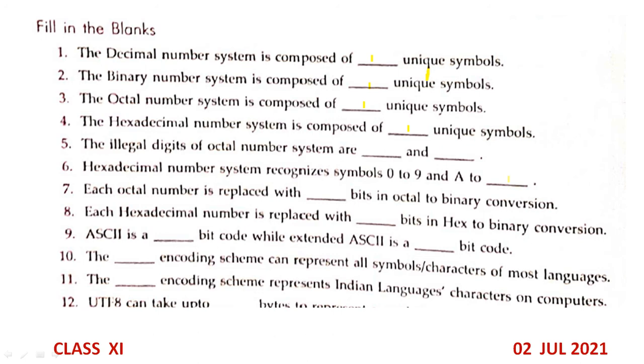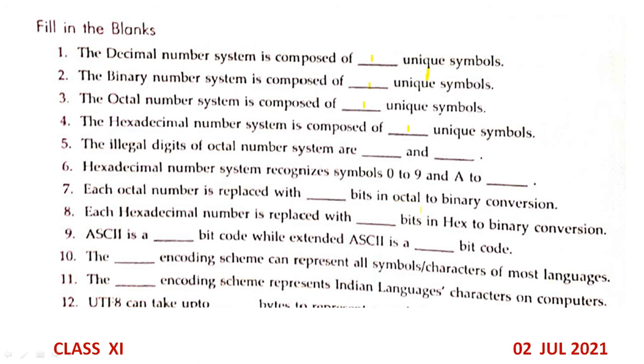Each octal number is replaced with dash bits in octal to binary conversion. We want to convert an octal number into its binary equivalent. We can replace it with 3 bits. Why 3 bits only? We are talking about octal. Octal means base is 8. 8 means 2 raised to 3. In binary we can write the equivalent 3 digits for a given octal digit.